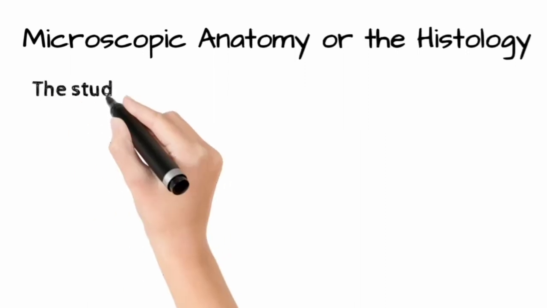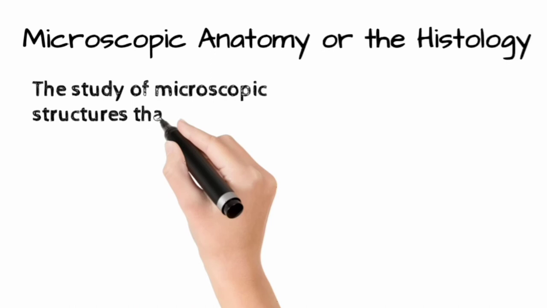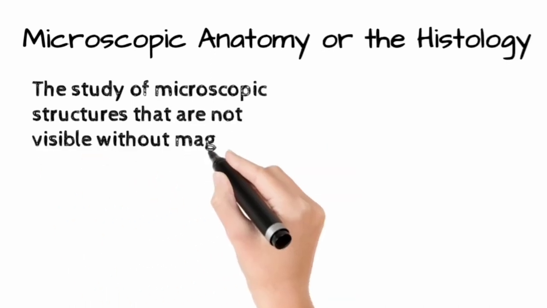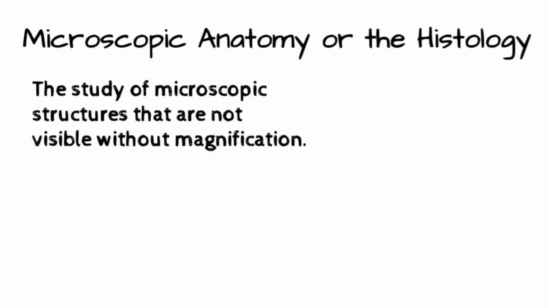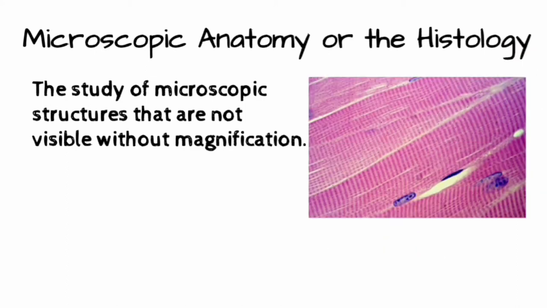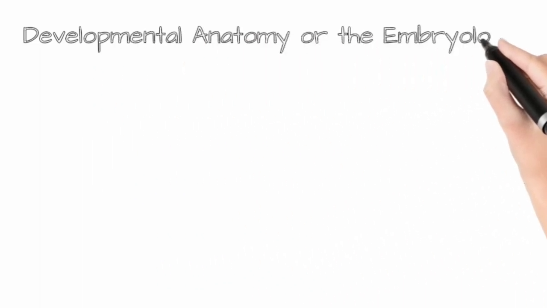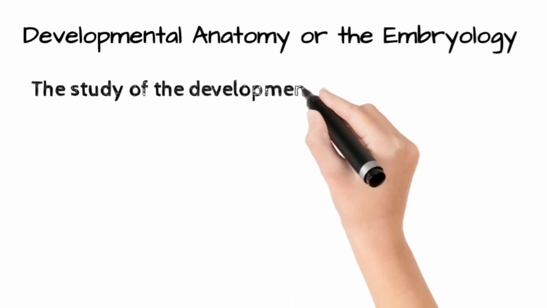Now, let's see the microscopic anatomy or the histology. It is defined as the study of microscopic structures that are not visible without magnification. For example, the histological study of the skeletal muscle. Coming to the developmental anatomy or the embryology. It is the study of the development of the human body.